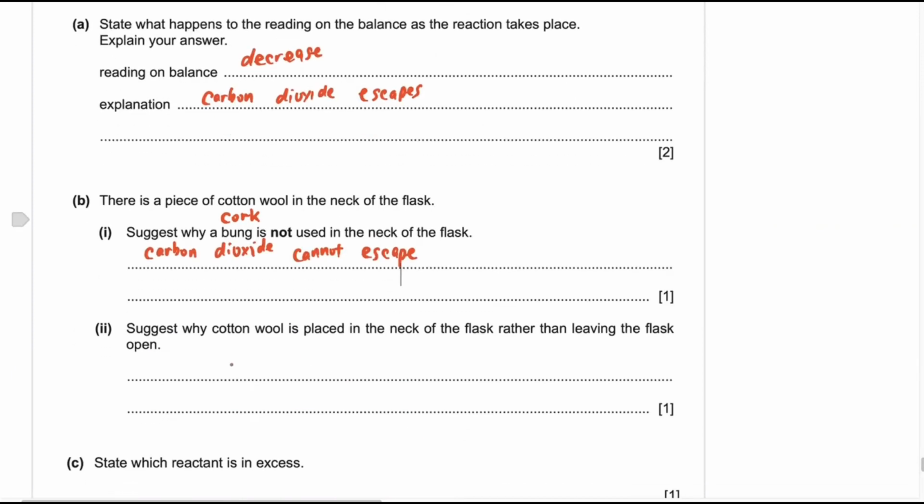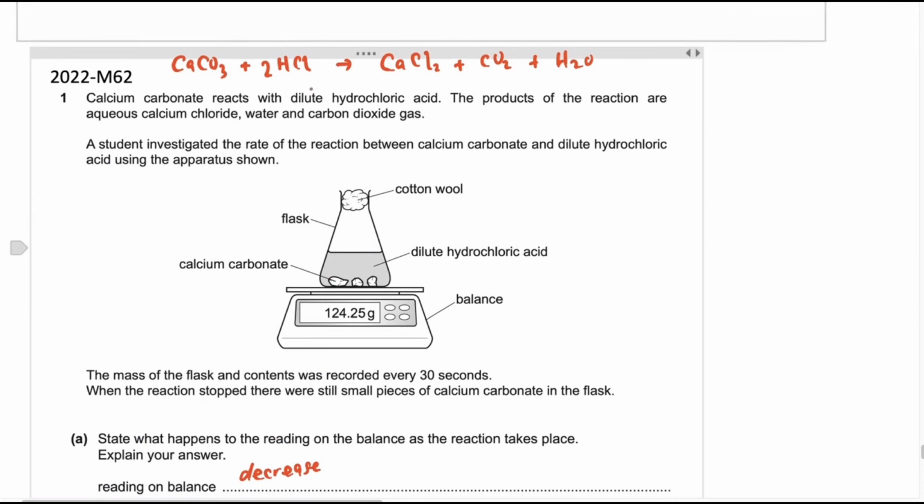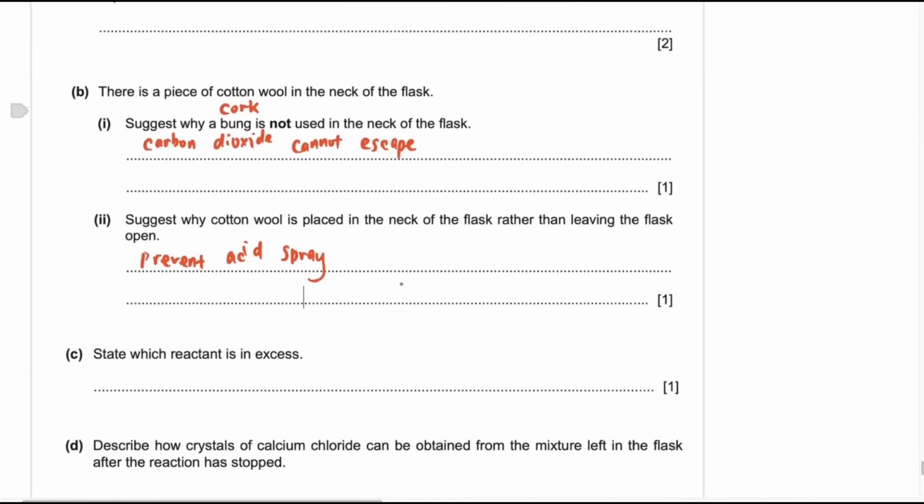Why don't we just leave it open but use cotton wool? Okay, so it is to prevent acid spray. To prevent acid spray. So that means when you add acid to calcium carbonate, we are afraid the acid will splash up because it is too reactive. So we don't want to have that.